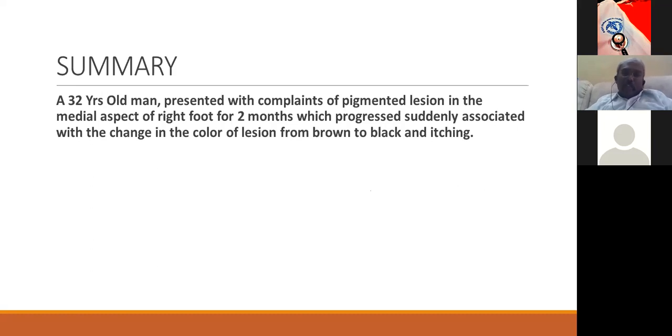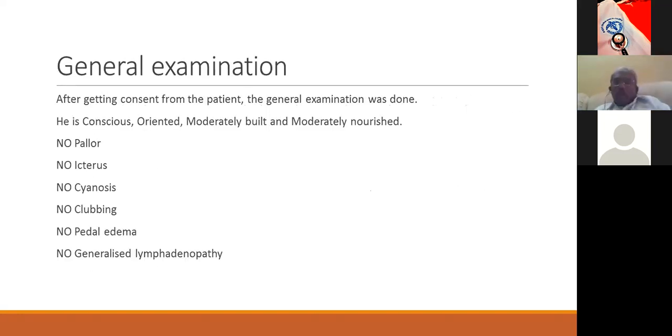Now we move on to the clinical findings. Then we come back to a little bit about the molecular pathogenesis. Go ahead. General examination, after getting consent from the patient, was examined.